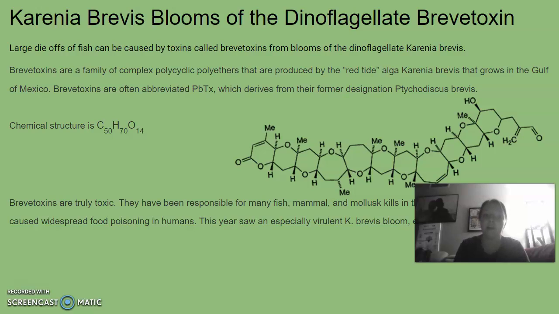So brevetoxins are often abbreviated PbTx, which derives from their former designation, Ptychodiscus brevis, and their chemical structure is carbon 50, hydrogen 70, and oxygen 14. Brevetoxins are truly toxic. They have been responsible for many fish, mammal, and mollusk kills in the Gulf, and tainted seafood has caused widespread food poisoning in humans. This year saw an especially virulent K. brevis bloom, especially off the coast of Florida.